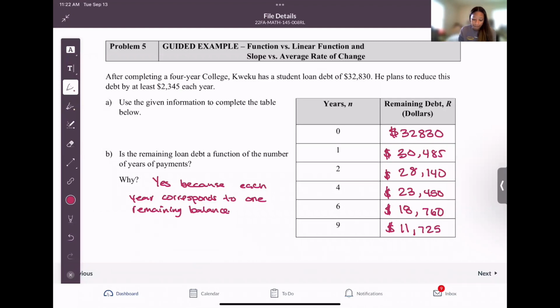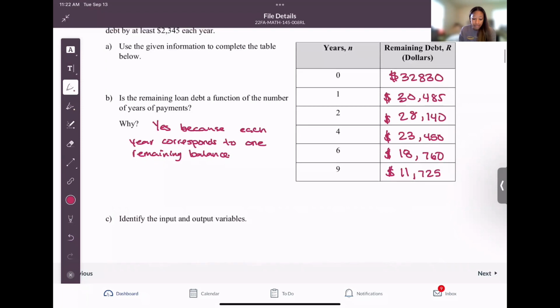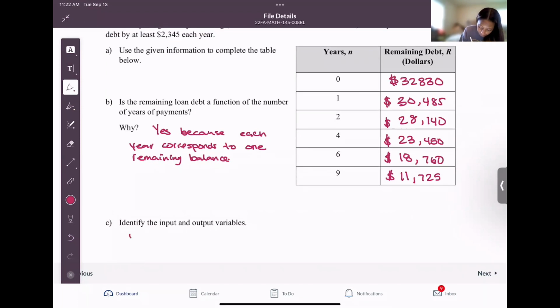Okay, that's part B. For part C, what's the input and the output? The input would be the number of years, and the output would be the remaining debt in dollars.